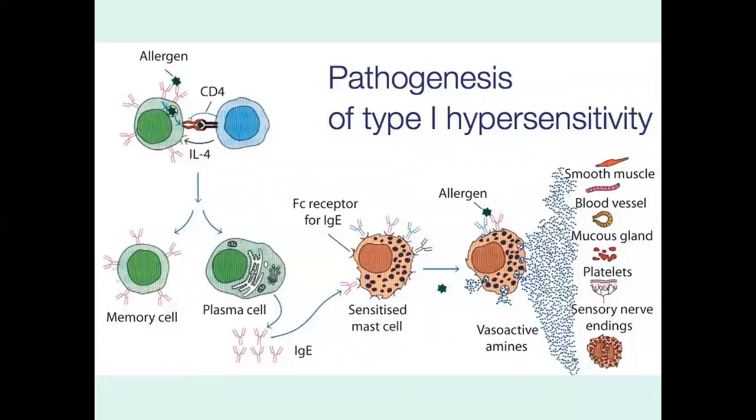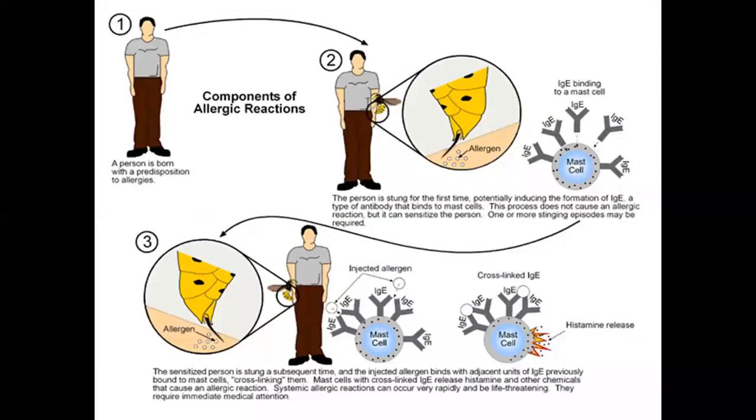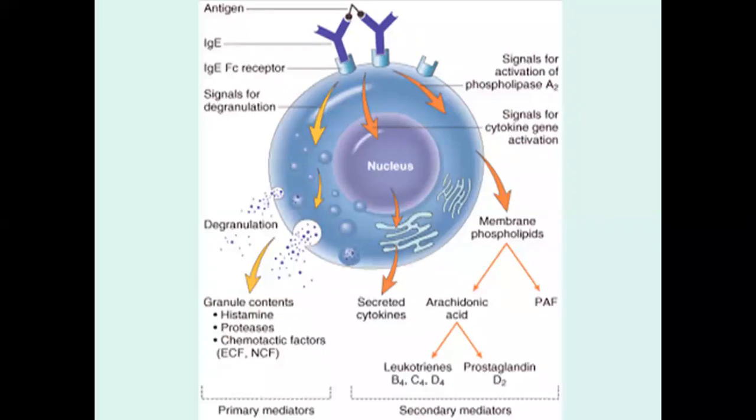other mediators. Same way, a bee sting or any insect bite can cause type 1 hypersensitivity reaction. So mast cell is important. This is a diagram from your book. So this diagram actually gives the entire summary of type 1 hypersensitivity reaction. You may get this diagram in your OSPE, and questions may be asked regarding type 1 hypersensitivity reaction.